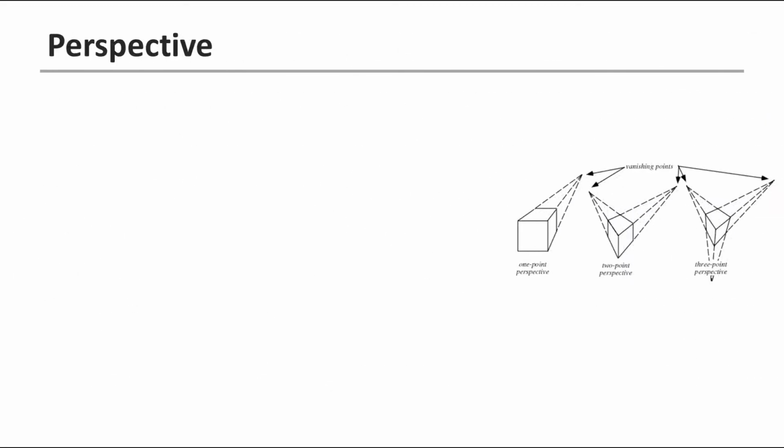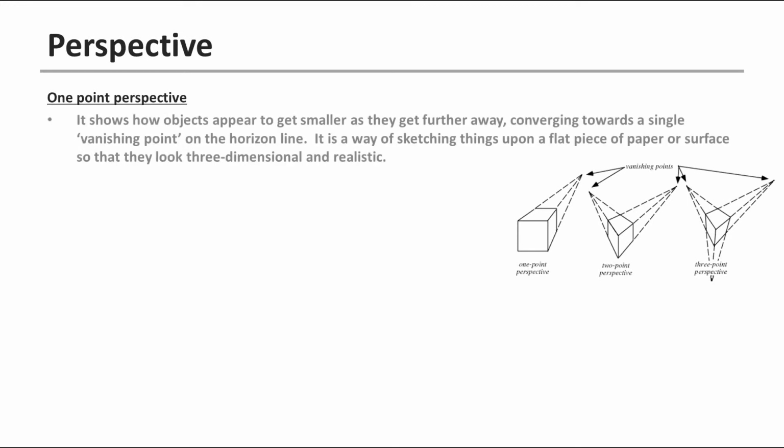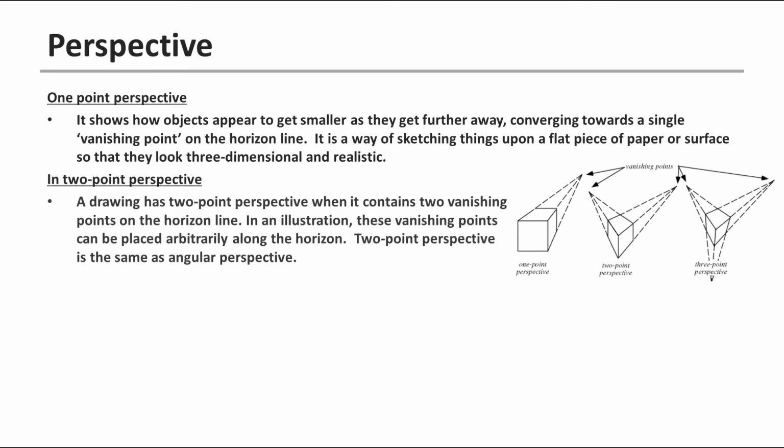The front plane of the object is directly in front of you. Verticals are parallel and all lines of perspective meet at a single vanishing point on the horizon. Objects you draw in one point perspective are drawn face on.